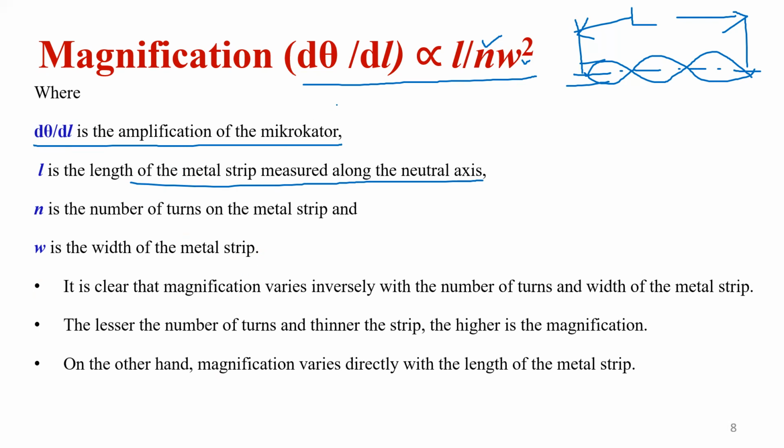From this relation, we can see that the magnification is inversely proportional to the number of turns and the width of the strip. If the number of turns is small and the strip is thinner, the magnification is higher. Or in other words, the magnification is directly proportional to the length of the twisted strip.